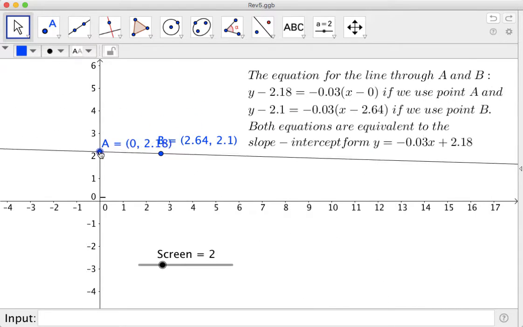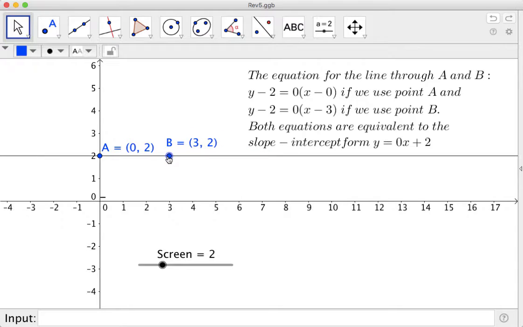So this works certainly when we have a line that is horizontal. We end up with y equals 0x plus 2, which would just simplify to y equals 2. And again, up here we would end up with y minus 2 equals 0.